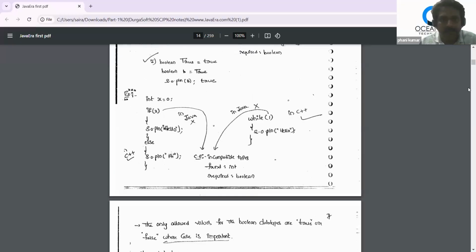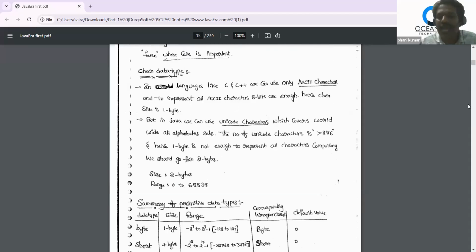After Boolean type, I am explaining the character data type. Character data type is also one data type. It's already learned in C language. In C language, the character data type takes 1 byte of memory. But in Java, the character data type takes 2 bytes of memory.